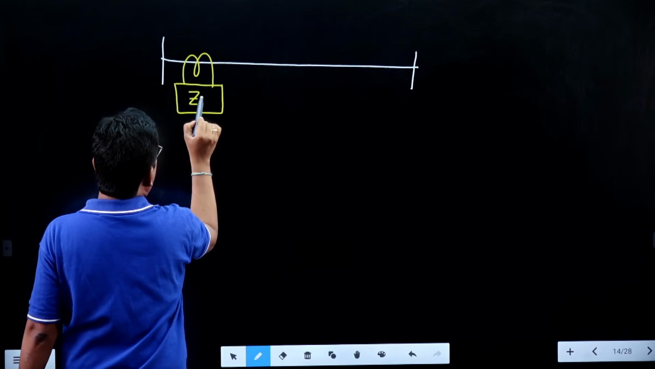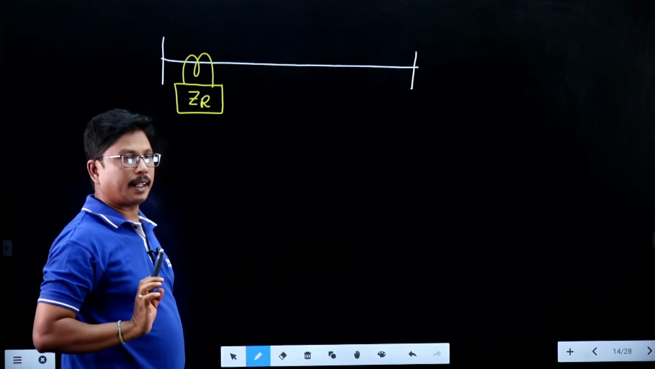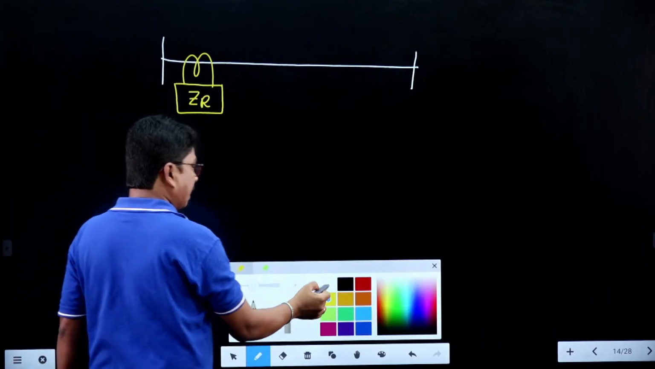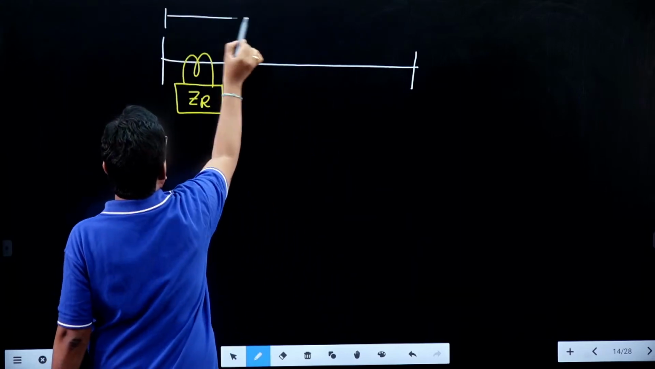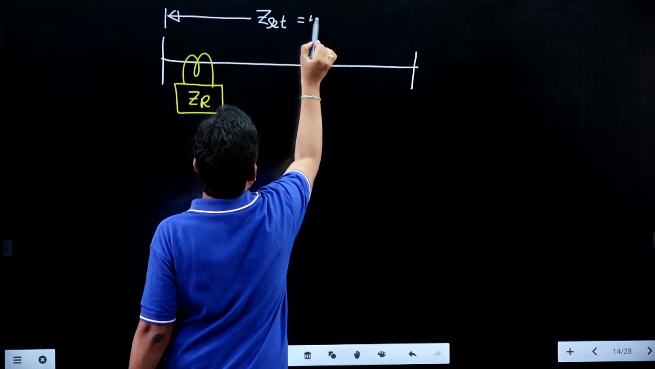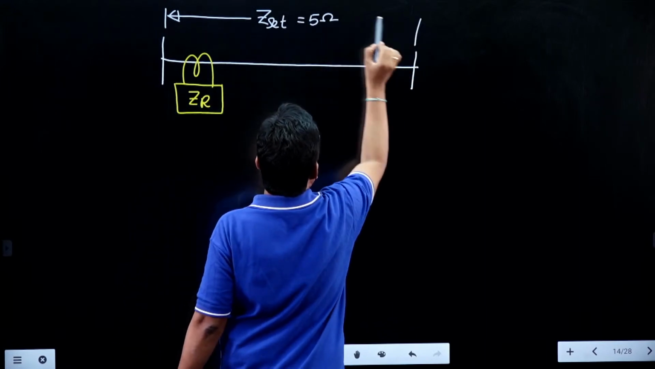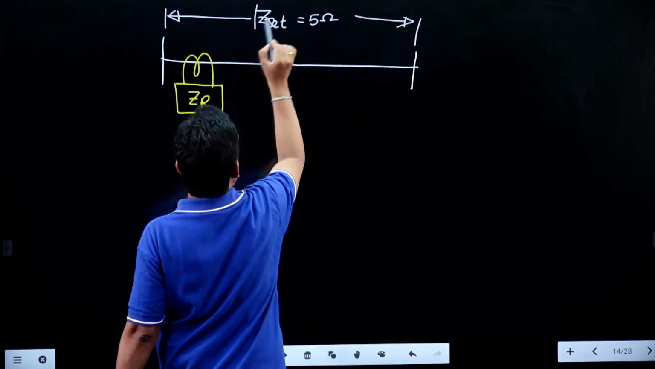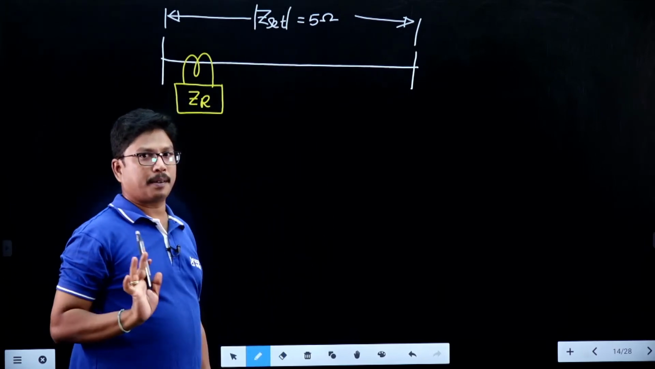So it is looking at an impedance of ZR. I have calculated and set the relay impedance like this: Z set, magnitude of Z set, I got it as 5 ohms.